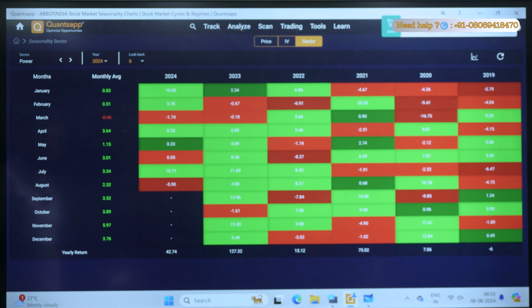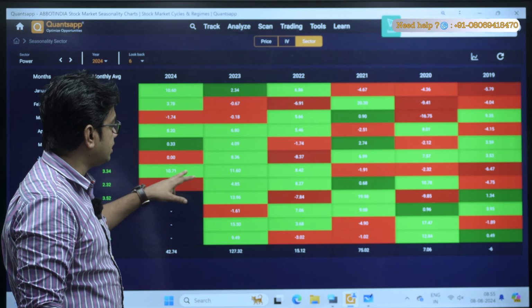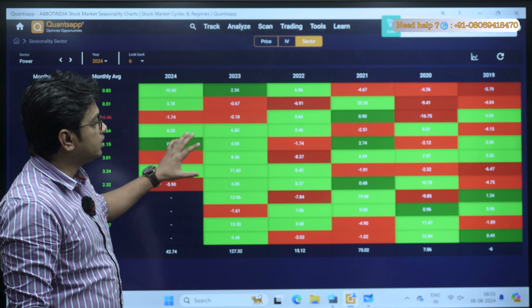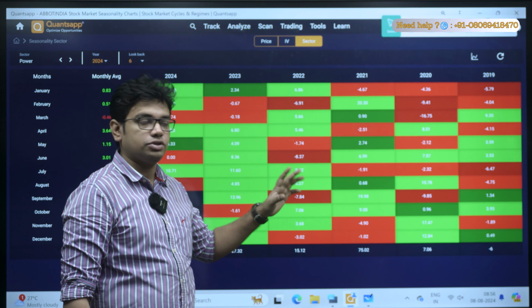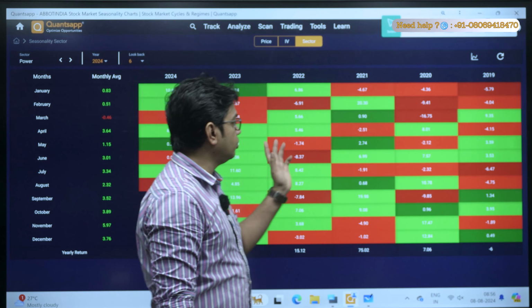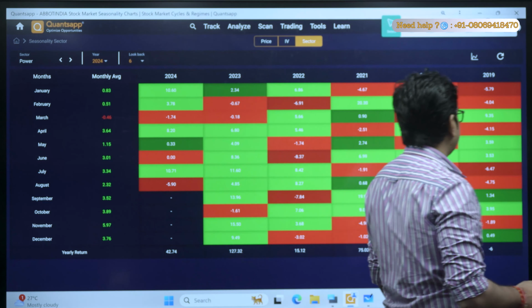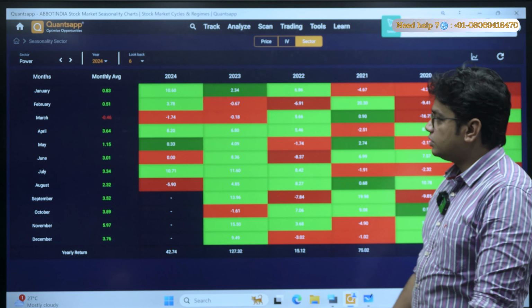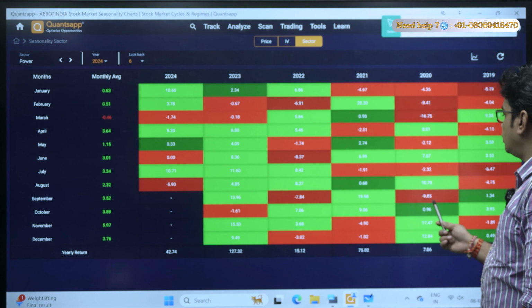Now pharma, this is the power sector. You can see in July the power sector is performing really well for the last 2 years. Now here one thing you need to consider: if it is performing really well for the last 2 to 3 years, then it is a green signal to enter that particular stock. But if there is random green and red, just avoid that. You can see here in the month of May green, red, green, red, green, red. That is why it gave you only 1% return, and 1% return is not really good.